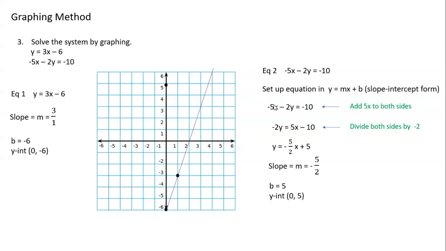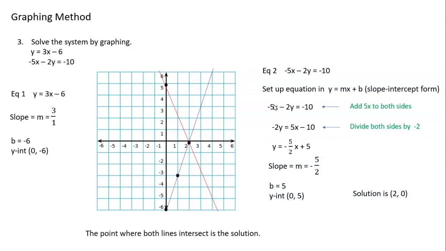So I first plot my y-intercept. Here it is, 5. And since my slope is negative, I'm going to go down 5 and then run 2. Okay, and here I am. So when I connect these two dots, now we can see what is the x and y value that these two lines share. Well, it's at this point, at 2, 0. Yes? So this is the intersection. This means that this is my solution.